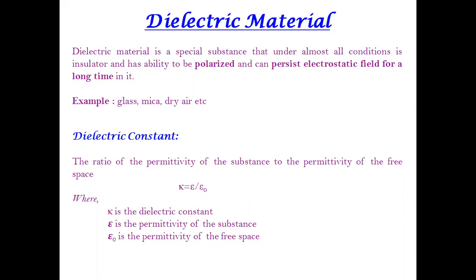A dielectric substance is characterized by a parameter known as the dielectric constant. Now the question is, what is the dielectric constant? The dielectric constant is the ratio of the permittivity of the substance to the permittivity of free space. If the permittivity of the substance is epsilon and the permittivity of free space is epsilon 0, then the dielectric constant is written as epsilon by epsilon 0.